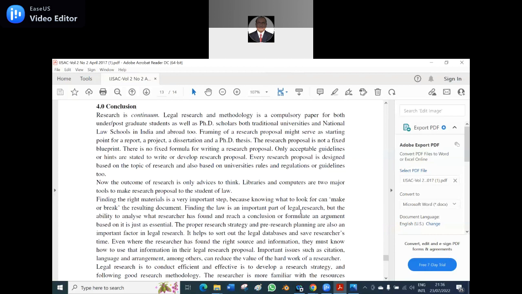So, forming the research proposal might serve as a starting point for the report, project, dissertation and PhD thesis. The research proposal is not a fixed blueprint. Of course, it will be changed depending on other factors. There is no fixed formula for writing the research proposal. Only acceptable guidelines are there, that is, hints are stated to write or develop the research proposal.